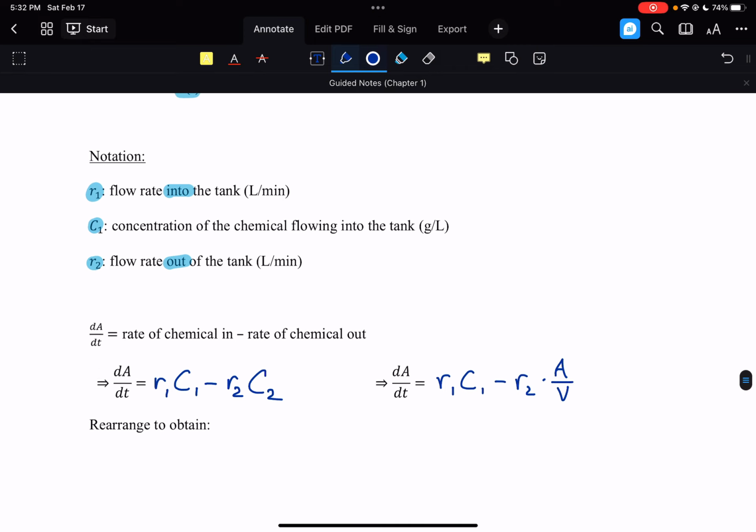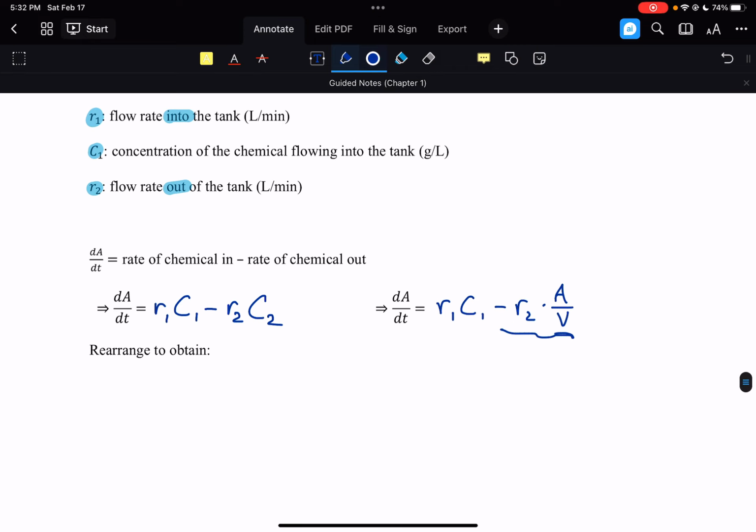And if we rearrange this a little bit, so we move this term over to that side, we're going to get dA/dt plus, keeping the A off to the side and grouping the R2 and the V, R2 over V times A equals R1C1.